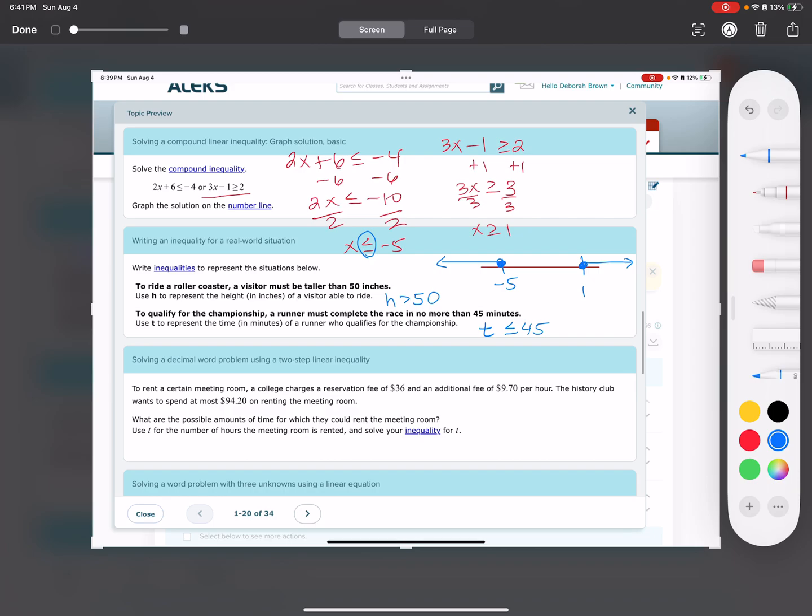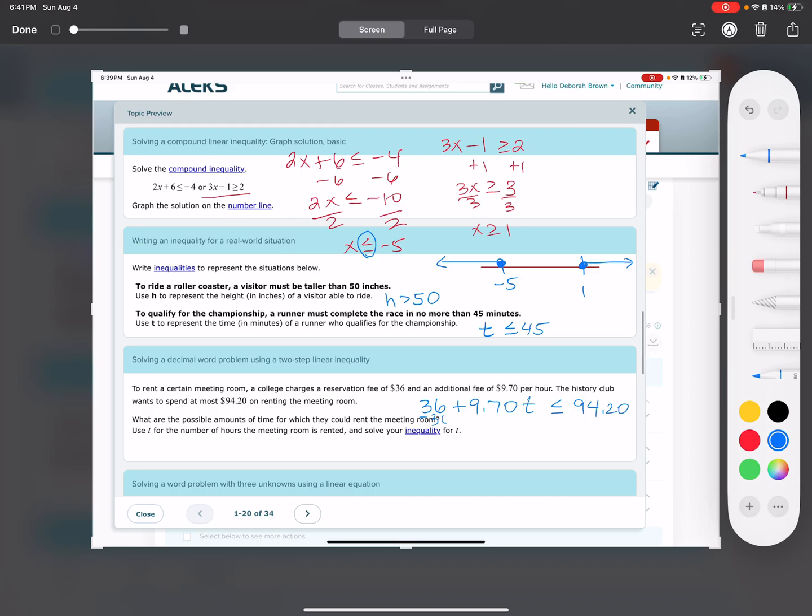Okay, this one says to rent a certain meeting room, a college charges a reservation fee of $36 plus an additional fee of $9.70 per hour. It wants to spend at most, so this here is going to be less than or equal to $94.20. They use T, it looks like, so I can just change this to T. But this here is the inequality.